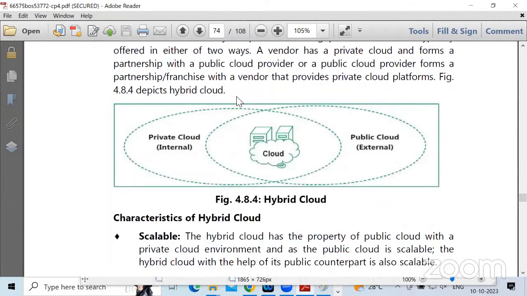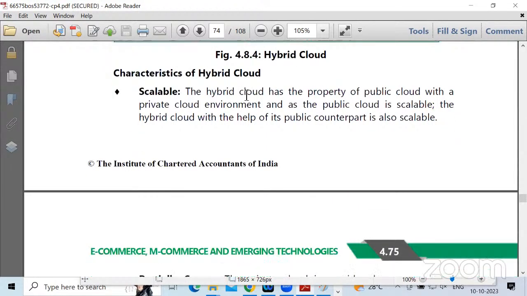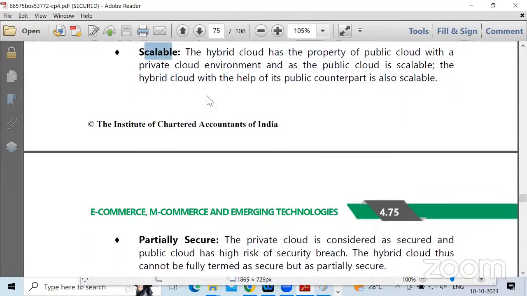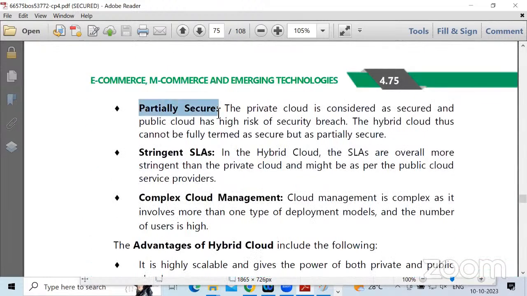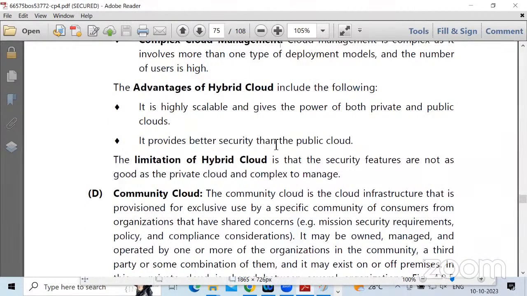Hybrid clouds: a combination of both private and public, combined together, we call it hybrid. Characteristics: scalable as usual. Then partially secure. Why? Because partially private, partially public, therefore partially secure. Stringent SLAs, it is also coming with the public, therefore stringent SLAs. And complex cloud management. Who manages private, who manages public, and how they are able to cooperate, all these things are complex and difficult.